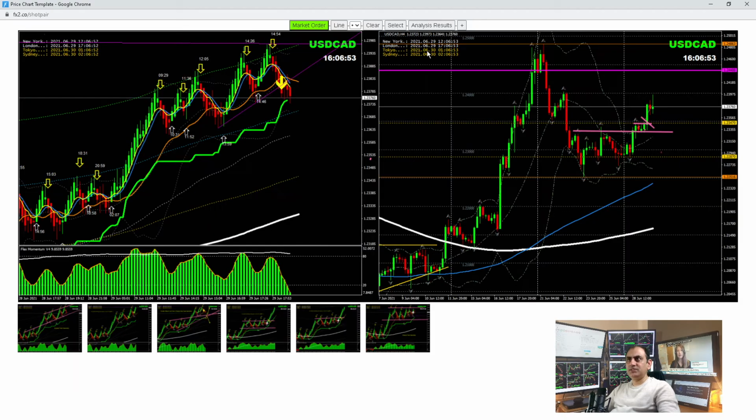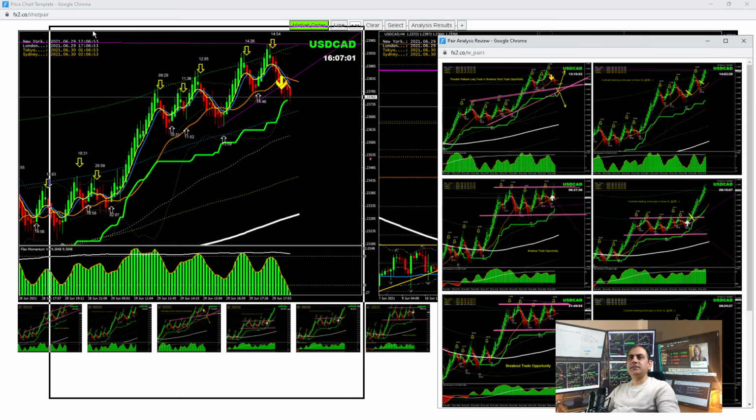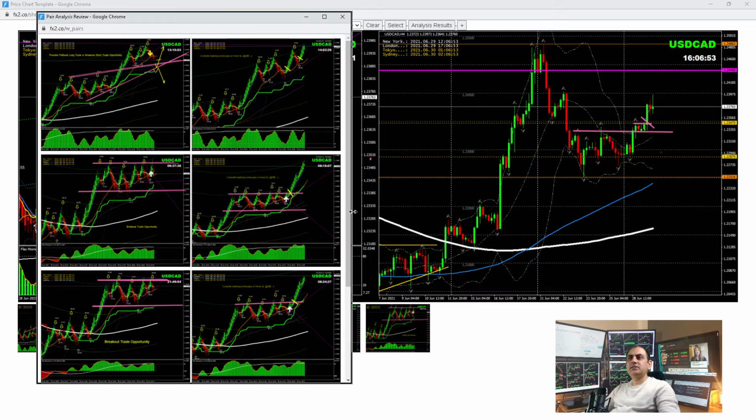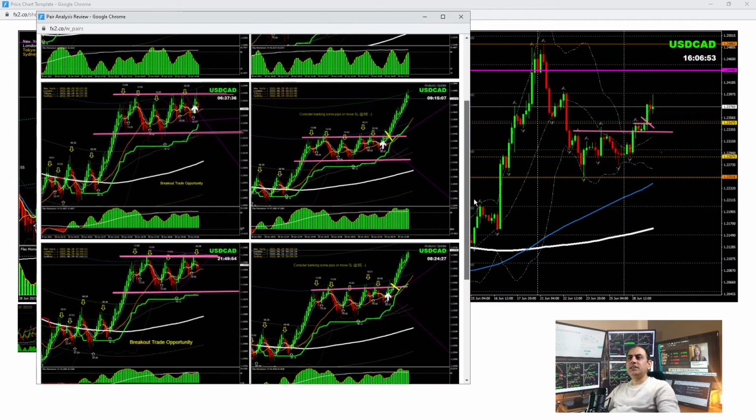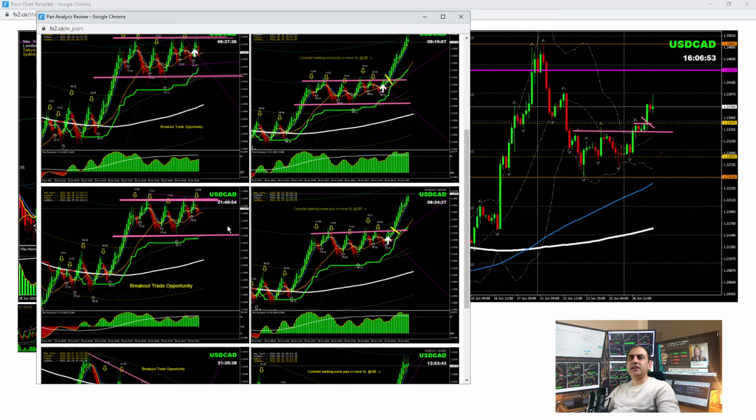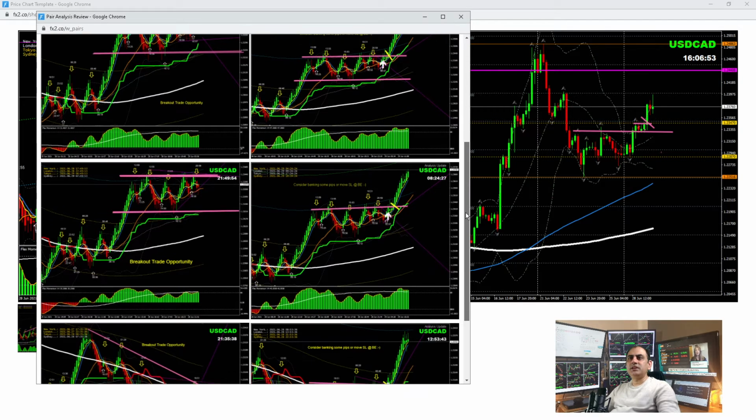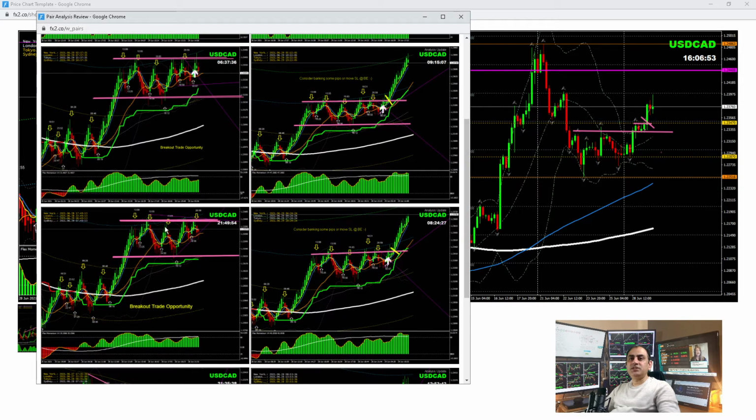Let me share with you the intraday analysis of the dollar CAD. If you look at the dollar CAD intraday analysis, as I said to you, this is the trade. I think we had it. I explained to my trader last night for the Asian session, and then based on that we had a breakout.